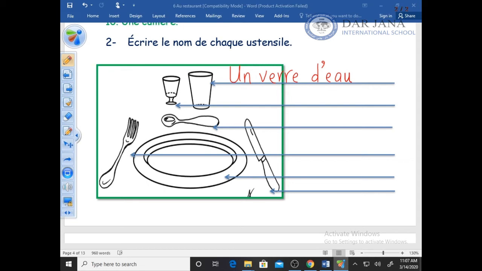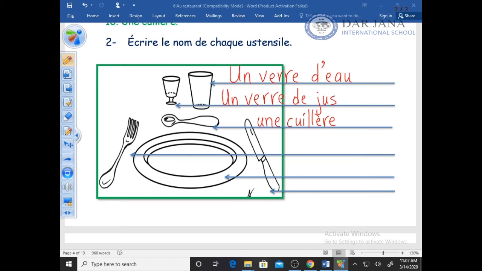The second one, un verre de jus. A glass of juice. On continue. So, this is a spoon. So, alors, une cuillère. So, the spoon is une cuillère.